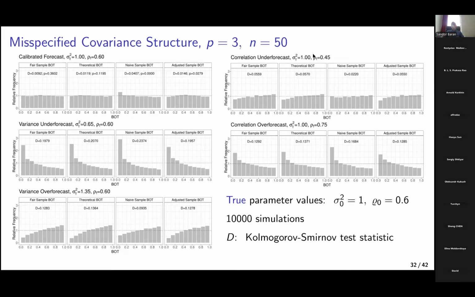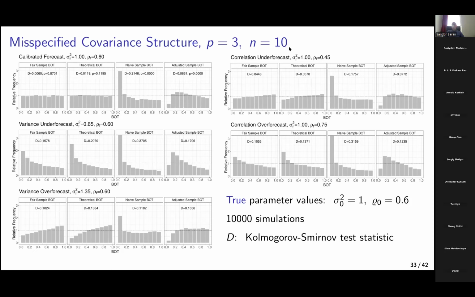Now, variance is fixed, with correlation under-forecast and correlation over-forecast. Naive is a bit of an outlier, but the one suggested by Wilks is close to the theoretical, and ours also performs well. So, p is 3, sample size 50.